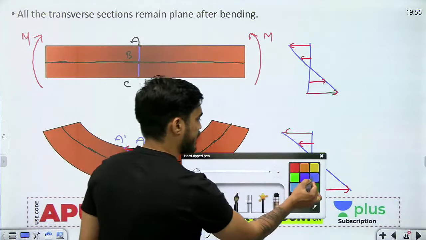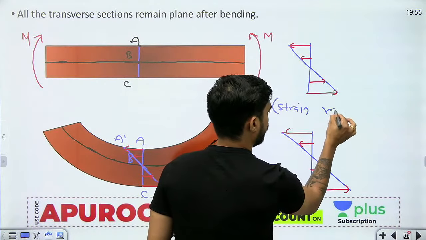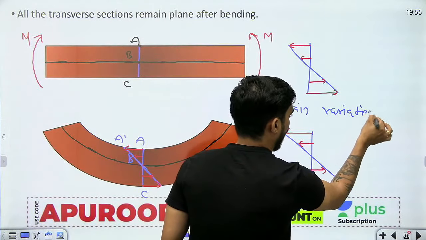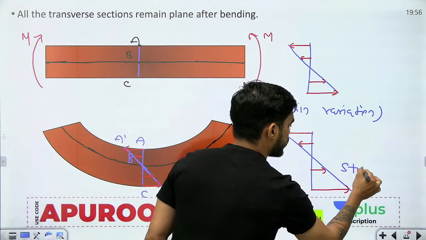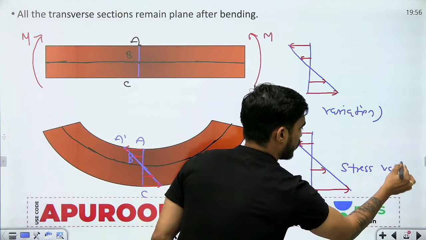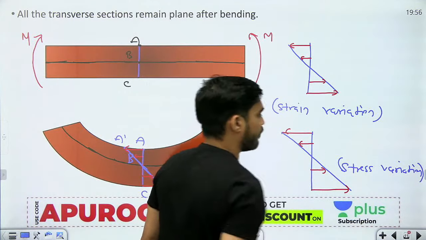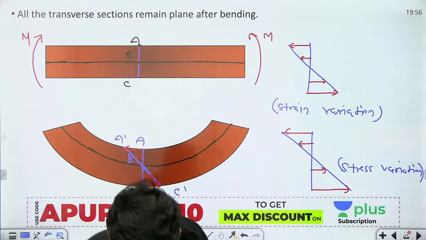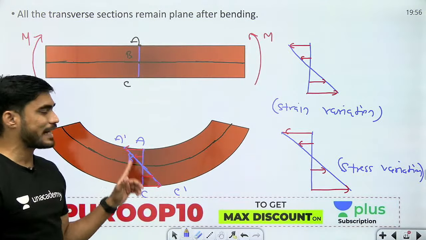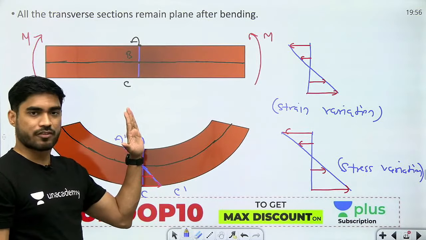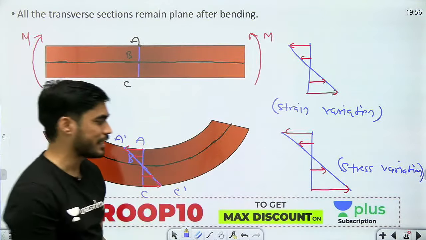So what is this? This is the distribution of strain. This is strain variation, and according to Hooke's law, stress will also vary linearly. So this is stress variation. Is this clear? Is this point clear? Yes, yes, yes. चलो चलो, तो बेटा यहाँ डायग्राम से क्लियरली दिख रहा है कि if the transverse section remain plane after bending, then the strain will vary linearly.